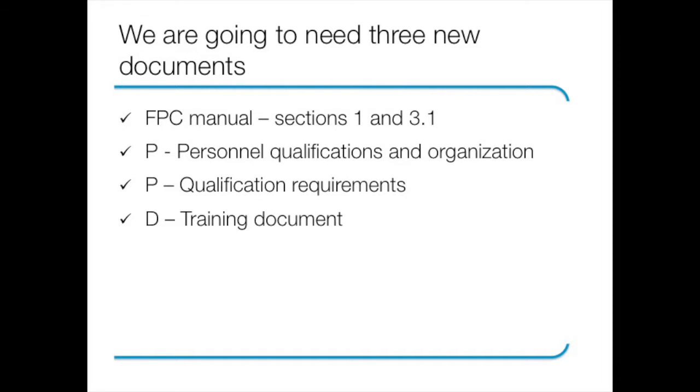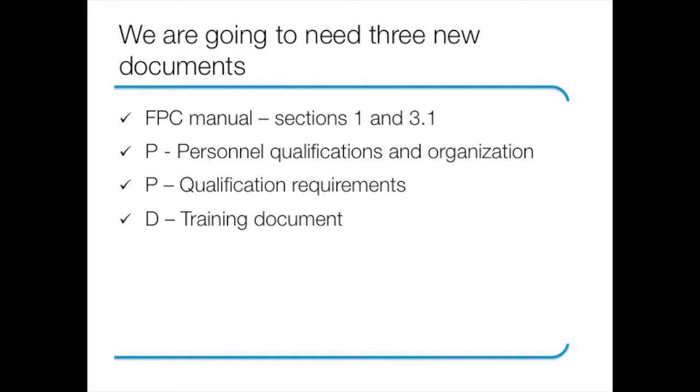To meet these requirements, you are going to need 4 documents: the FPC Manual Sections 1 and 3.1, Personal Qualifications and Organization, Qualification Requirements, and Training Document. As a first concrete step, go ahead and download the 3 new documents from the right sidebar that have been made available in this step.